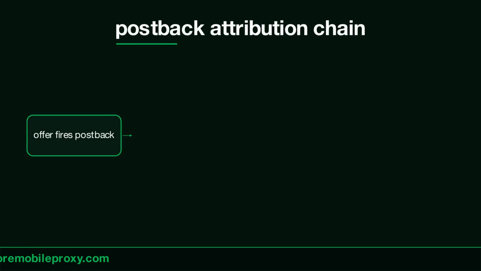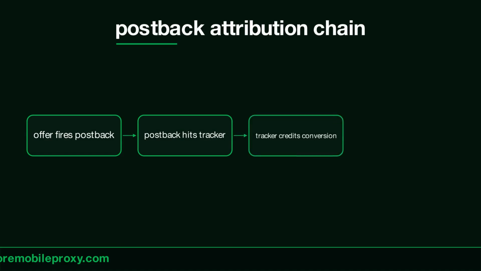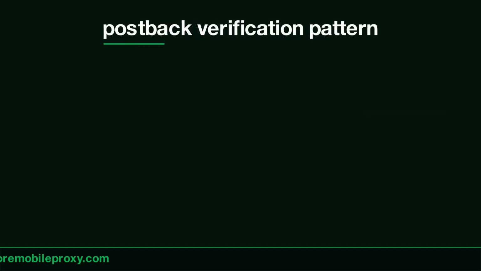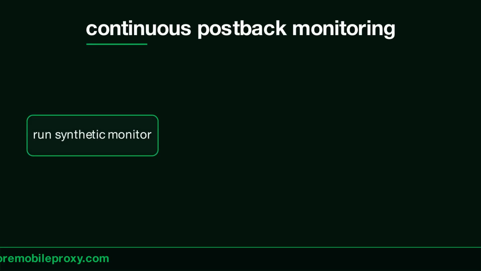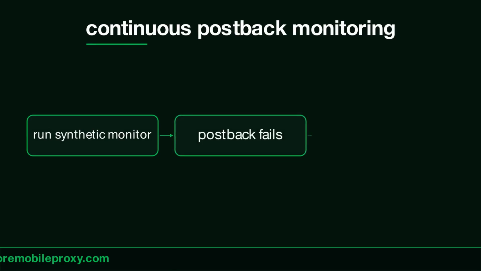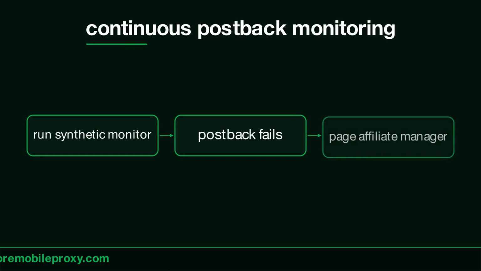Postback URLs are the source of truth for conversion attribution. Your offer fires a postback when a conversion happens, the postback hits your tracker, and your tracker credits the conversion. If the postback fails silently, you don't get credited. Here is the verification pattern. Fire a test conversion through your QA persona, capture the network call from the offer back to your tracker, and confirm the postback parameters match what the offer documentation says they should be. With a mobile proxy, you can fire the test from a real consumer surface. For larger operations, the postback verification runs continuously as a synthetic monitor. If the postback fails, the monitor pages the affiliate manager.